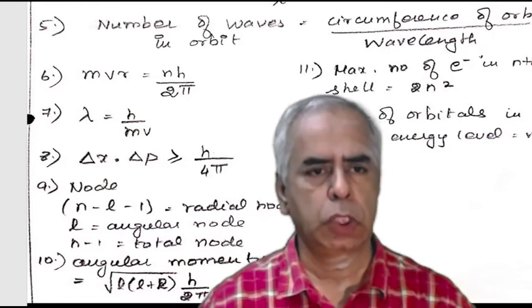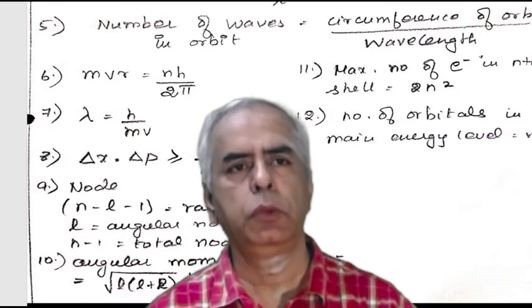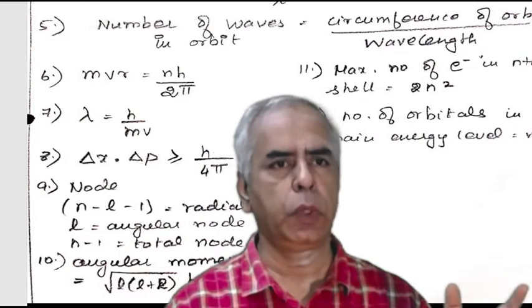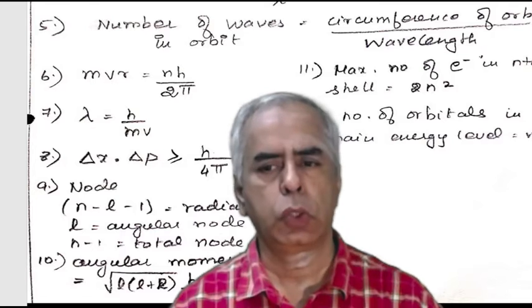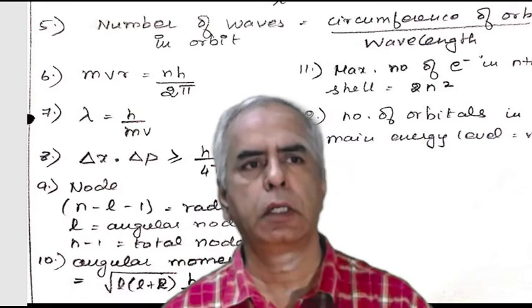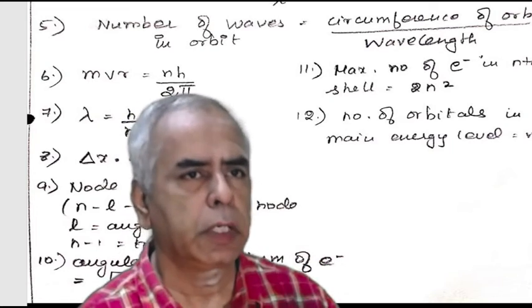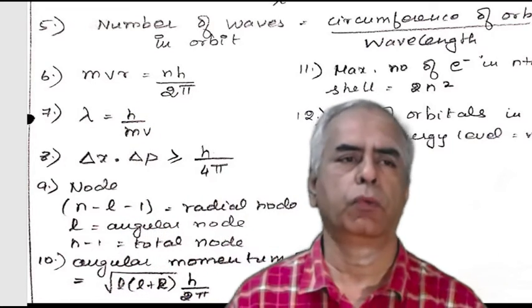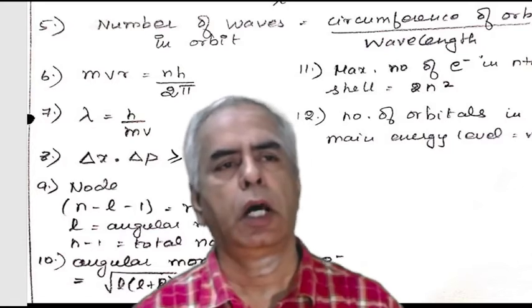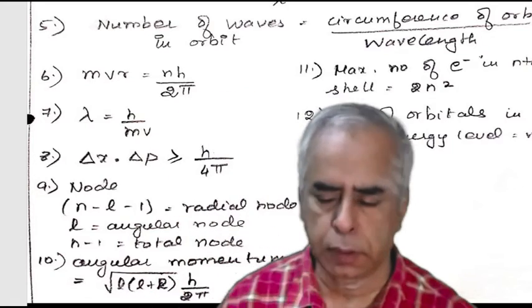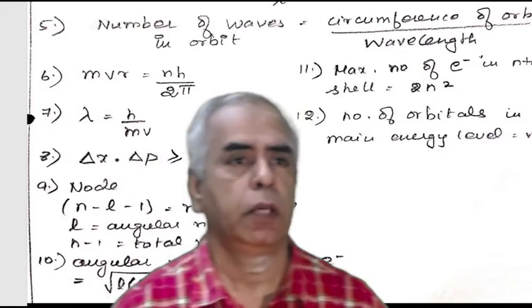So it means de Broglie was able to prove that there is a dual nature of electron. Sometimes it behaves like a particle, sometimes it behaves like a wave. So he was able to relate these two aspects of light or electron, and therefore he was able to get this equation lambda is equal to h by mv.